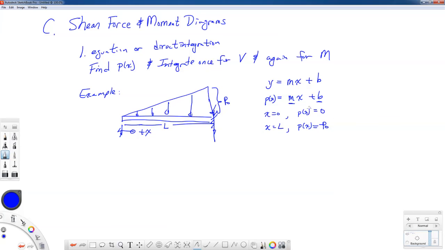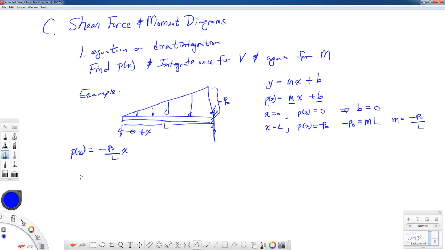So knowing those two points, I can put in x equal to 0 and p equal to 0. This tells me that my intercept is equal to 0, and that makes sense since that's what it looks like based on this picture. And once I know my intercept is 0, I can find that minus P0 is equal to the slope times the x distance plus my intercept, so my slope is equal to minus P0 over L. This means that my p of x equation is equal to minus P0 over L times x.